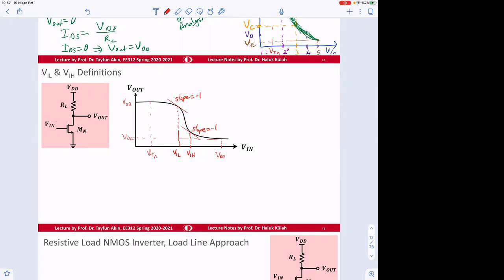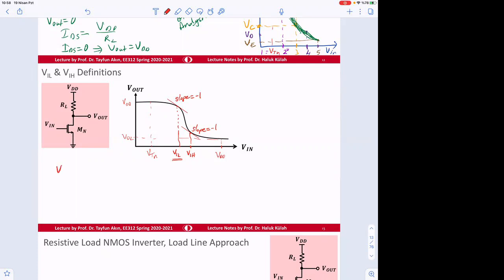So how can we obtain that? Let's say for this one, input low is a little bit easier. For the input low, we know that for that case, these are the solutions. So slope -1. We need to write the V in, V out equation.